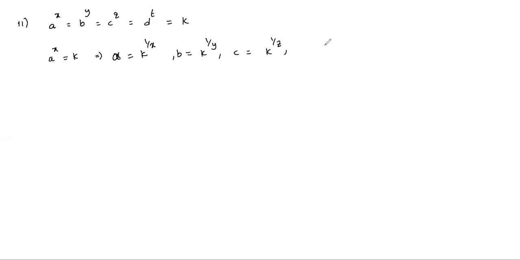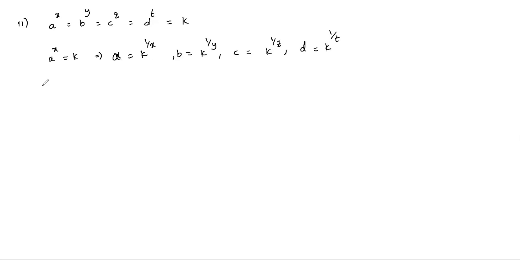Given condition is a power x equals b power y equals c power z equals d power t. So you take this as k. So a power x equals k, which means a equals k power 1 by x. Similarly, b equals k power 1 by y, c equals k power 1 by z, d equals k power 1 by t.